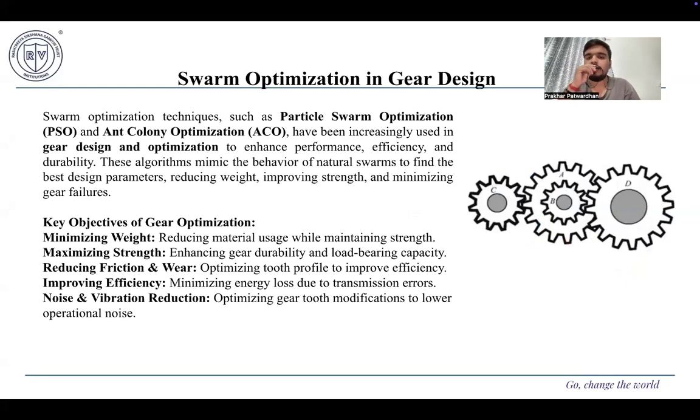Now swarm optimization in gear design, which I have done. Swarm optimization techniques such as particle swarm optimization and ant colony optimization have been increasingly used in gear design and optimization to enhance performance, efficiency, and durability. These algorithms mimic the behavior of natural swarms to find the best design parameters, reducing weight, improving strength, and minimizing gear failures. Key objectives of gear optimization are minimizing weight, reducing the material usage while maintaining strength; maximizing strength, enhancing gear durability and load bearing capacity; and third, reducing friction and wear and optimizing tooth profile to improve efficiency.